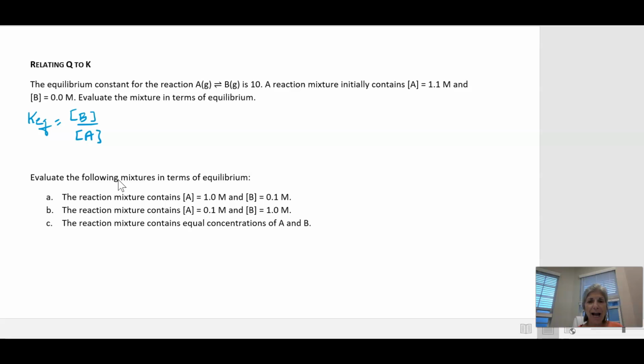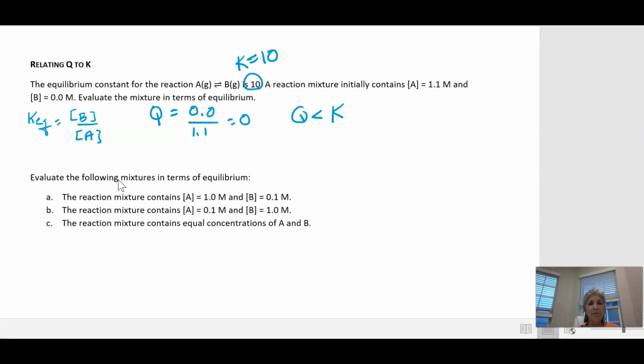We're also told that we have a reaction mixture that initially contains a concentration of A at 1.1 molar and B at 0.0 molar. So what does this mean? This means that the reaction mixture contains only A and no B. So this means that the reaction cannot be at equilibrium. In fact, if we were to calculate the reaction quotient, it's the concentration of B over the concentration of A, so Q equals 0. In this case, we can see that Q is less than K because K is 10.